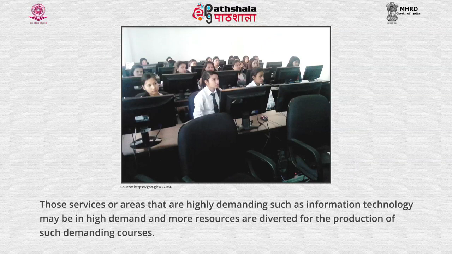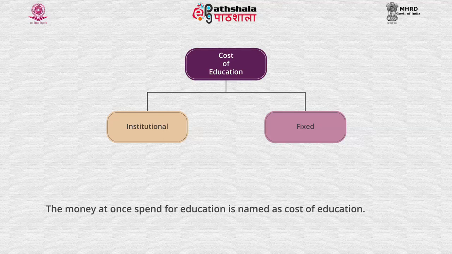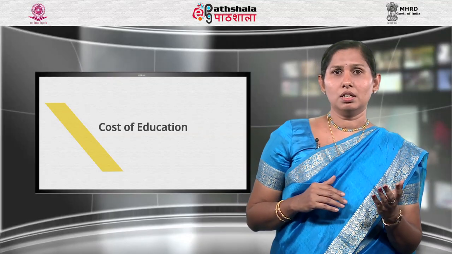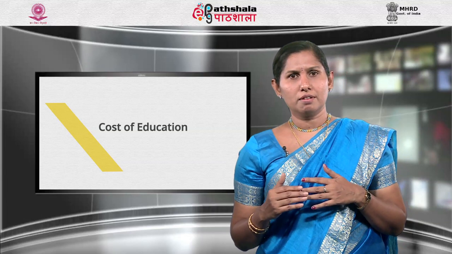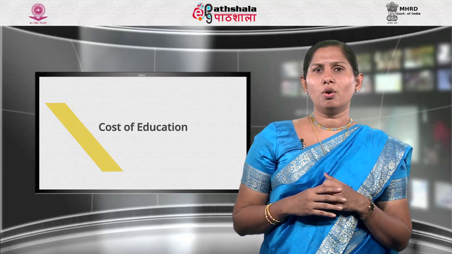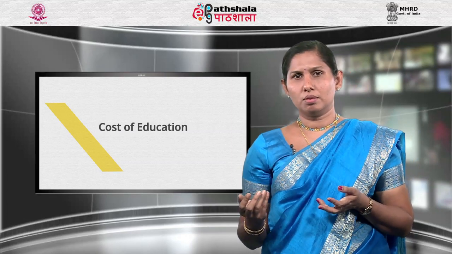Those services or areas that are highly demanding, such as information technology, may be in high demand, and more resources are devoted to the production of such courses. Other factors that determine education are the cost of education. The money at once spent for education is named the cost of education. Certain spending is recurring, for example, salary to teachers and administrative staff, addition of books in the library, and equipment in the laboratory, while others are non-recurring. That is, there is no need to spend money annually on land, buildings, etc.